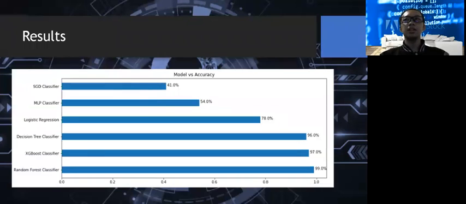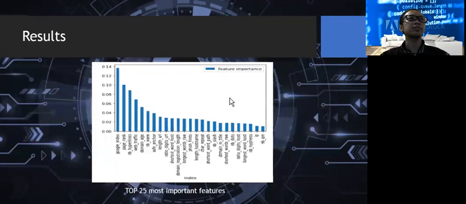The results of the models were compared and documented using this graph. As you can see, the best model for predicting phishing site URLs is the random forest classifier at 98%, and the second is the XGBoost classifier at 97%. The third is the decision tree classifier at 96%, logistic regression is 78%, MLP classifier 54%, and SGD classifier 41%.